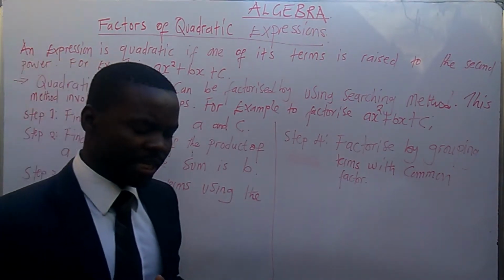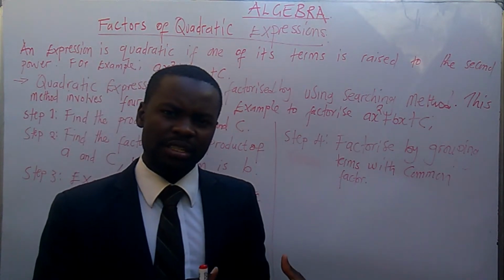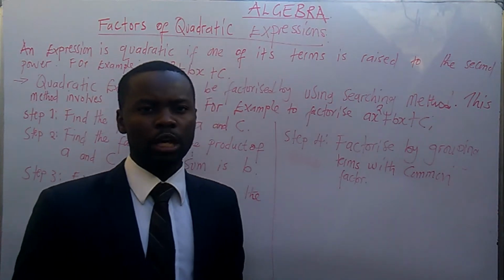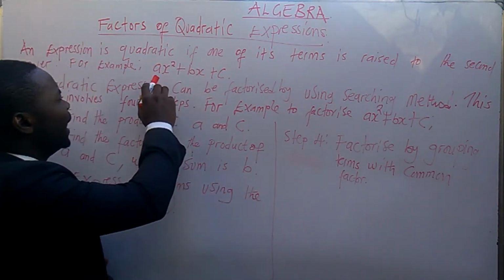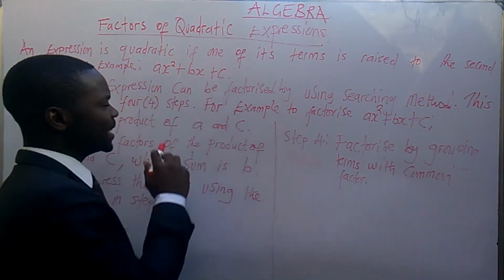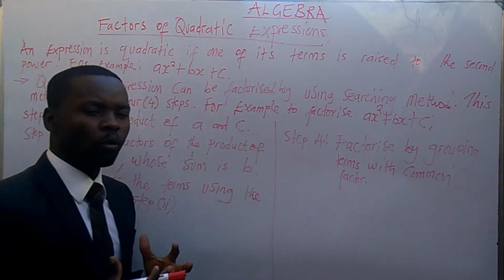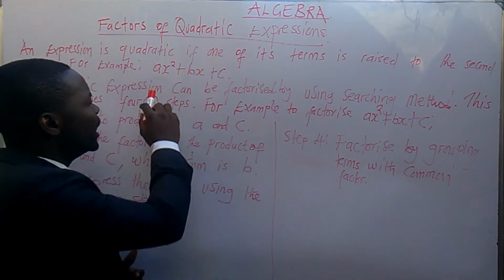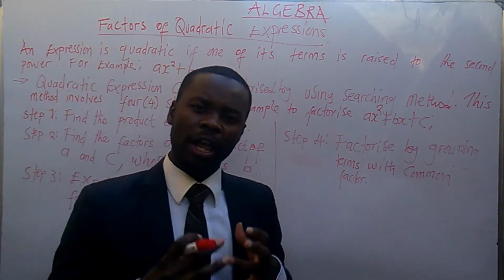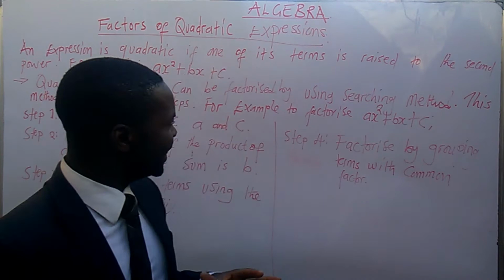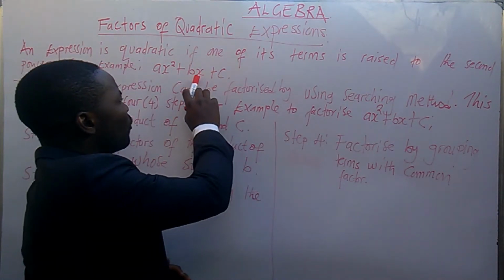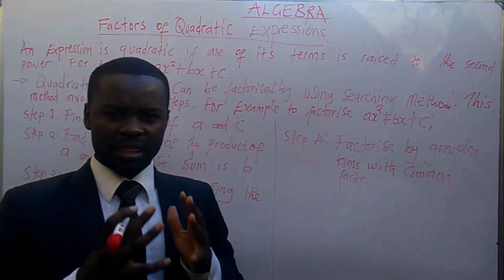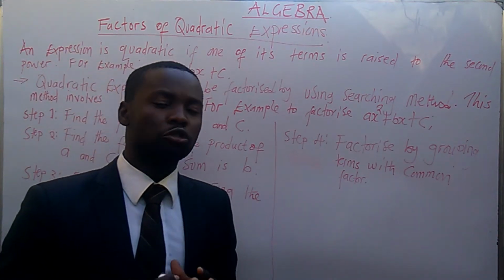So this means that a quadratic expression is an expression whose highest power is raised to 2. For example, we have ax squared plus bx plus c. This is an example of a quadratic expression. In this example, a is always the coefficient of x squared, and b is always the coefficient of x. c is always a constant. This is very important for you to know.